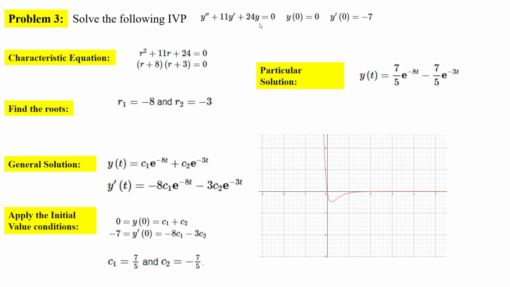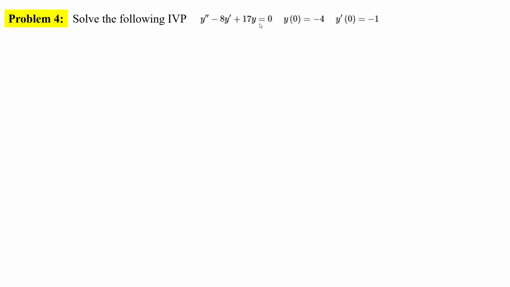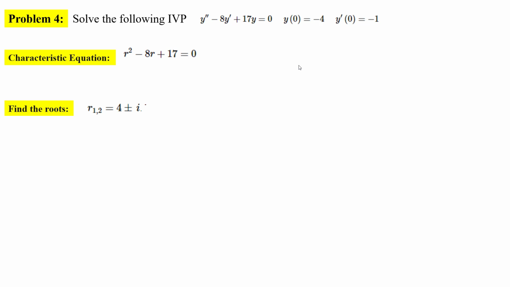All right, so problem 4, we're going to solve another IVP. y double prime minus 8 times y prime plus 17y equals 0. All right, you're sitting in a Calc 4 DiffEq class test. You remember that this is a homogeneous second order with constant coefficients. So the characteristic equation is this. You factor it. The roots are complex.